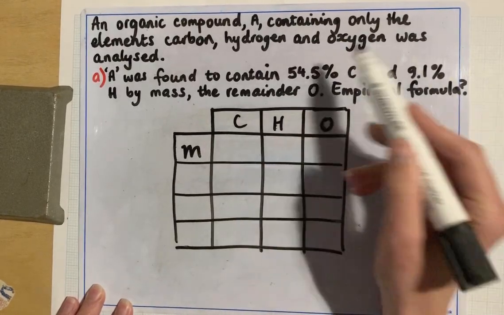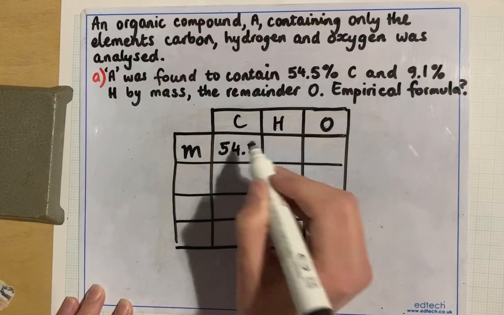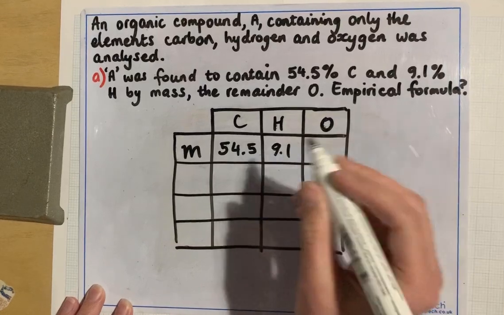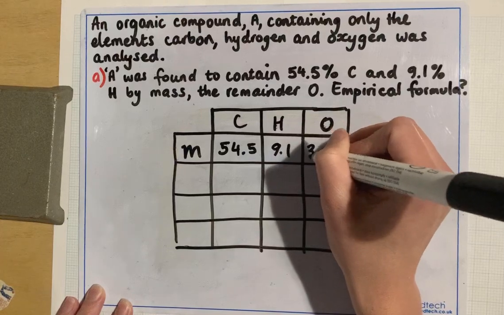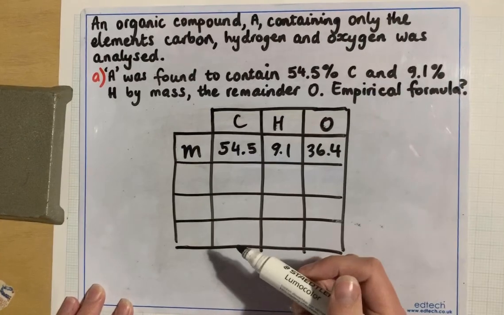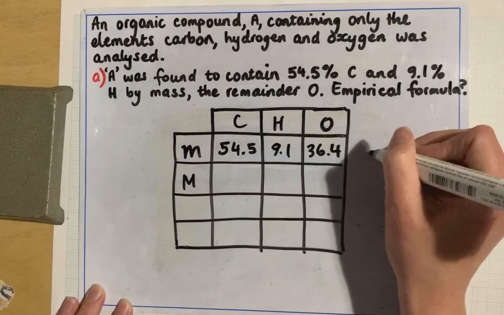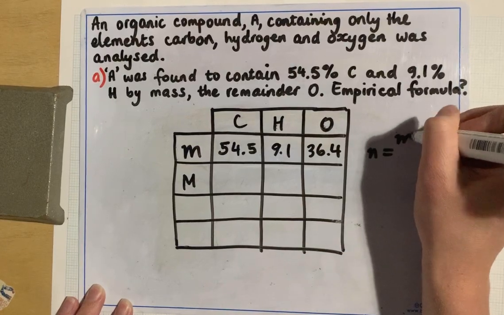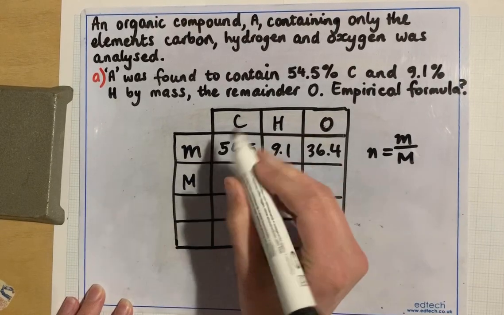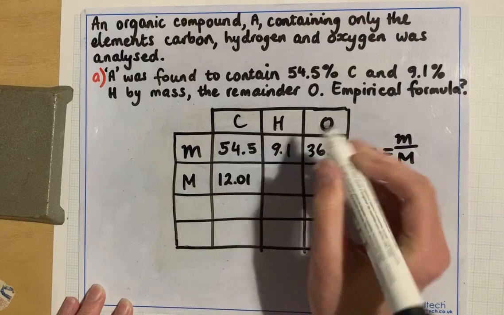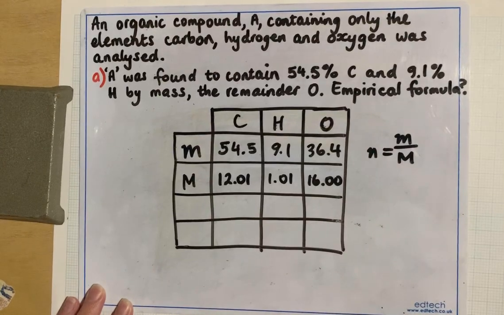Now the mass, so I'm going to treat that percentage as a mass. So 54.5, 9.1. So that leaves, subtract from 100, 36.4% oxygen. Now mass, because I'm going to use the formula moles equals mass over molar mass. So I'm going to put the atomic masses in for these elements. 12.01 for carbon, 1.01 for hydrogen, 16 for oxygen.